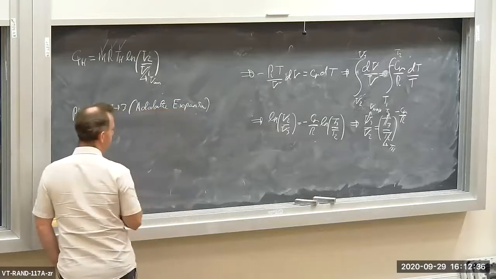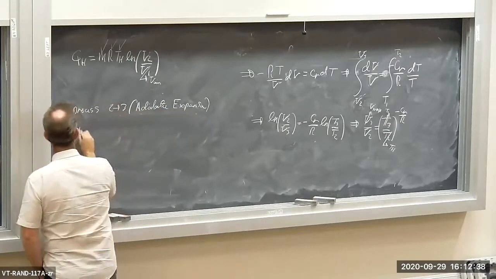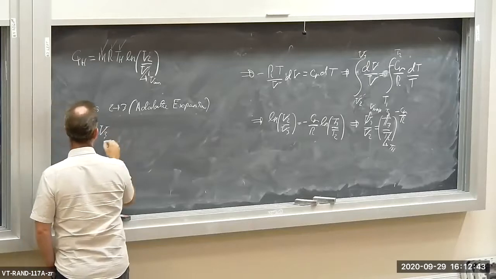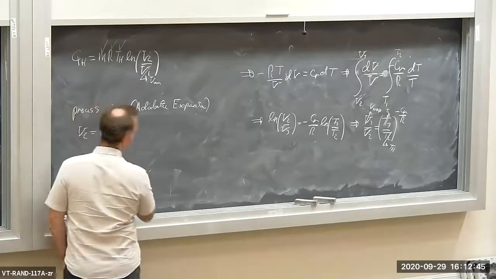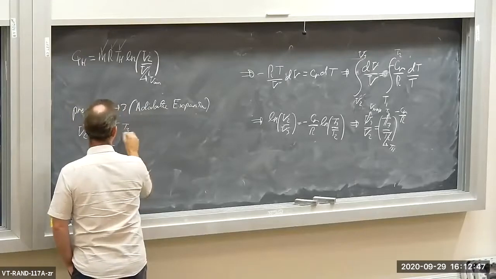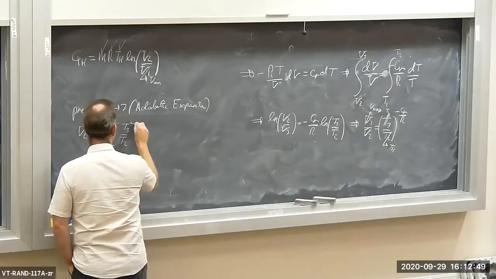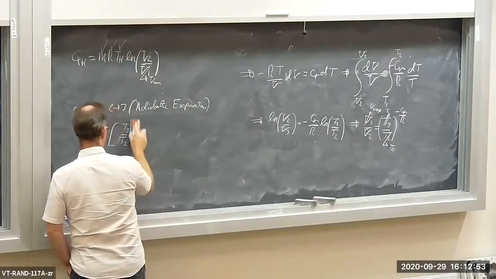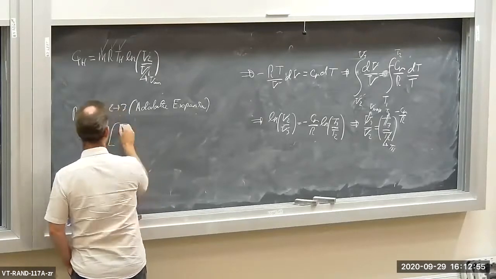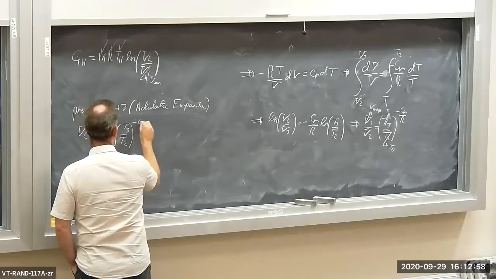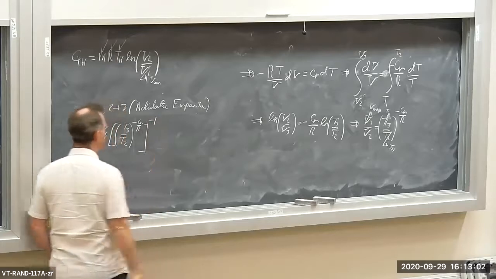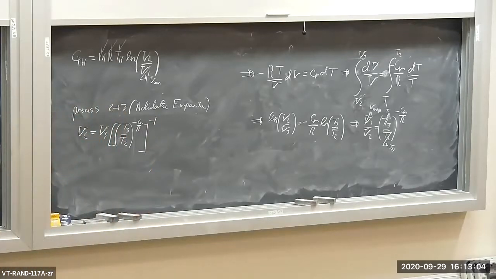So let me solve for V2. V2 is equal to V3, which I know, times (T3 over T2 minus CV over R) to the -1 power.